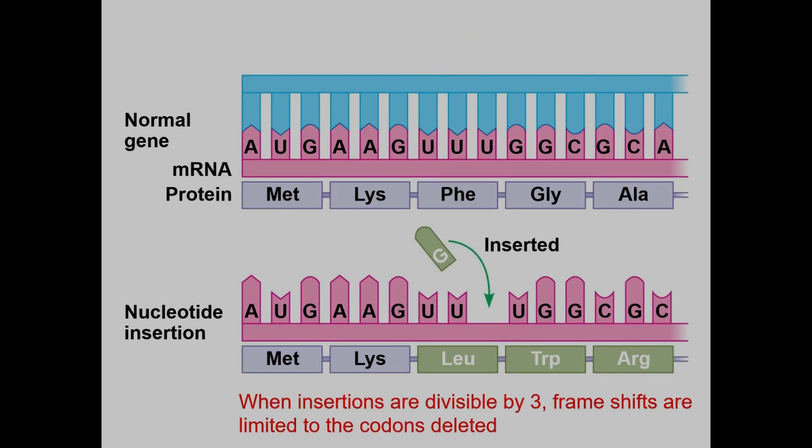Insertions are basically the opposite. Instead of removing a base pair nucleotide, we're going to add one. This is going to shift all subsequent base pairs downstream and affect all of the following amino acids. So instead of having Phe-Gly-Ala, we now are going to have Leu-Trp-Arg.